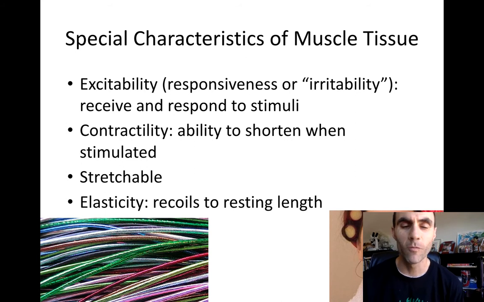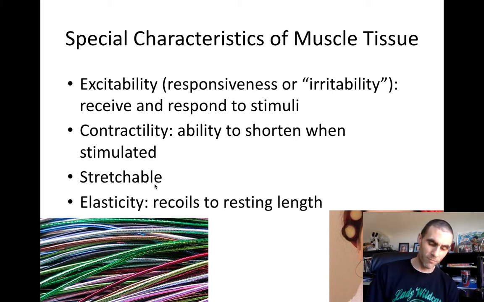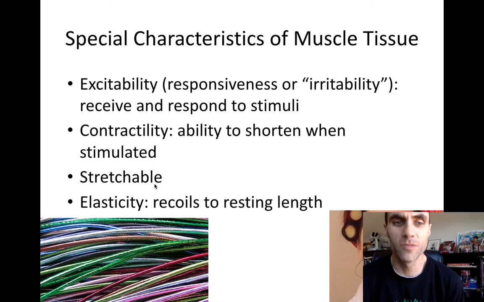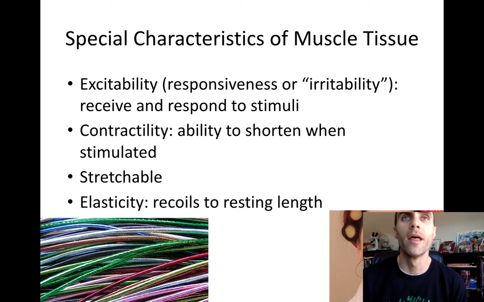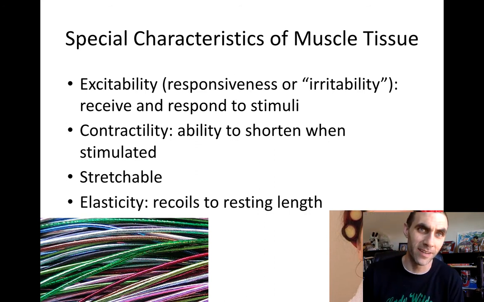All right? What's weird about muscle, all right, this is special characteristics. What's weird about muscle is it can contract. It's the only tissue that has the ability to shorten. So you excite muscle, it shortens. That's its deal. A lot of kids think stretchable and elasticity are the same thing. They're not. Muscle tissue is stretchable. Okay, other tissues might be stretchable, I suppose. I don't know. But elasticity suggests it can go back to its original resting length. Cool. So we stretch our tricep, and we relax it.